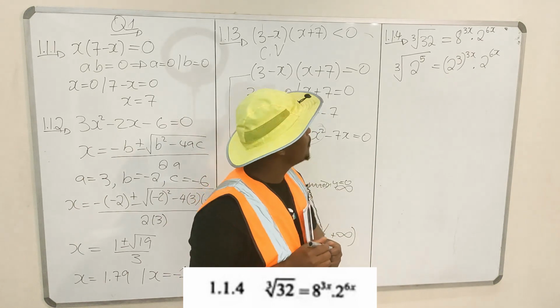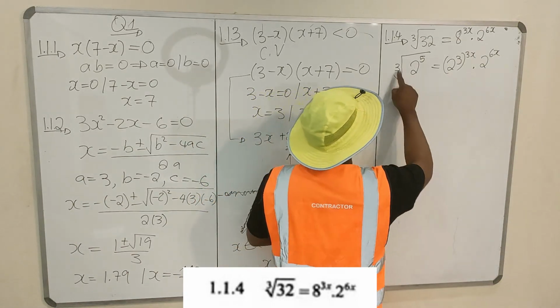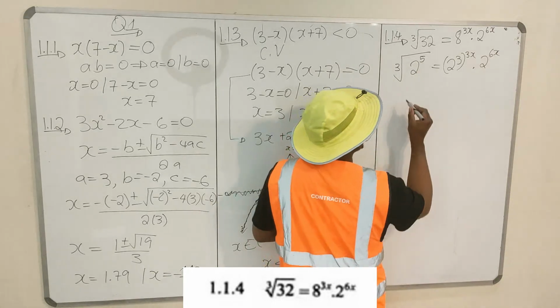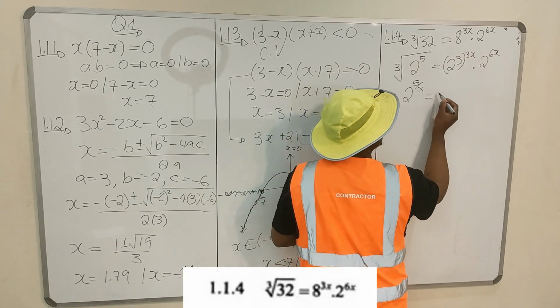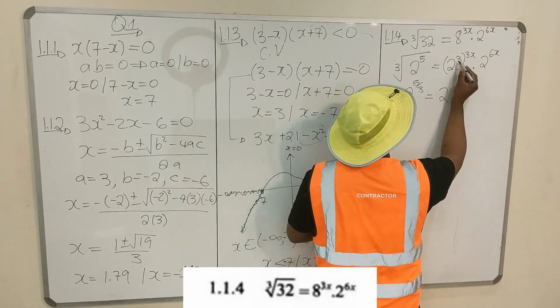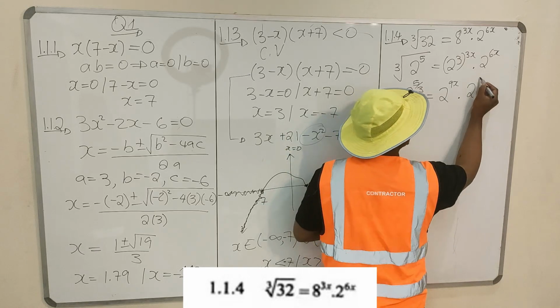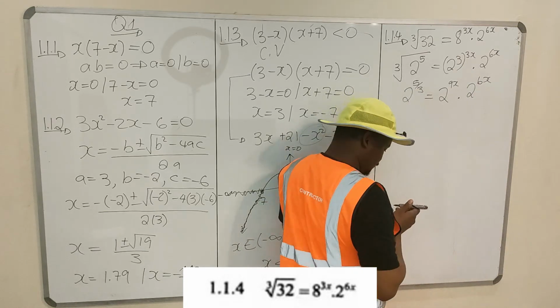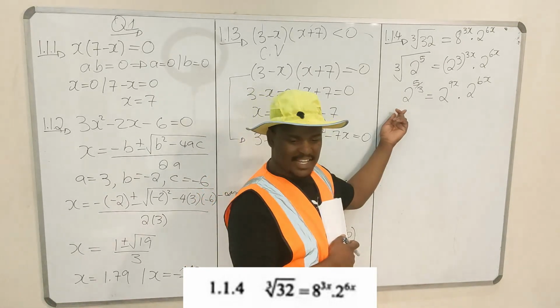Is everyone happy? You know what this means: if you have a cube root of something, this will divide that. So you have 2 raised to 5 over 3 is equal to 2 raised to 9x times 2 raised to 6x. There's nothing much to do on this side.